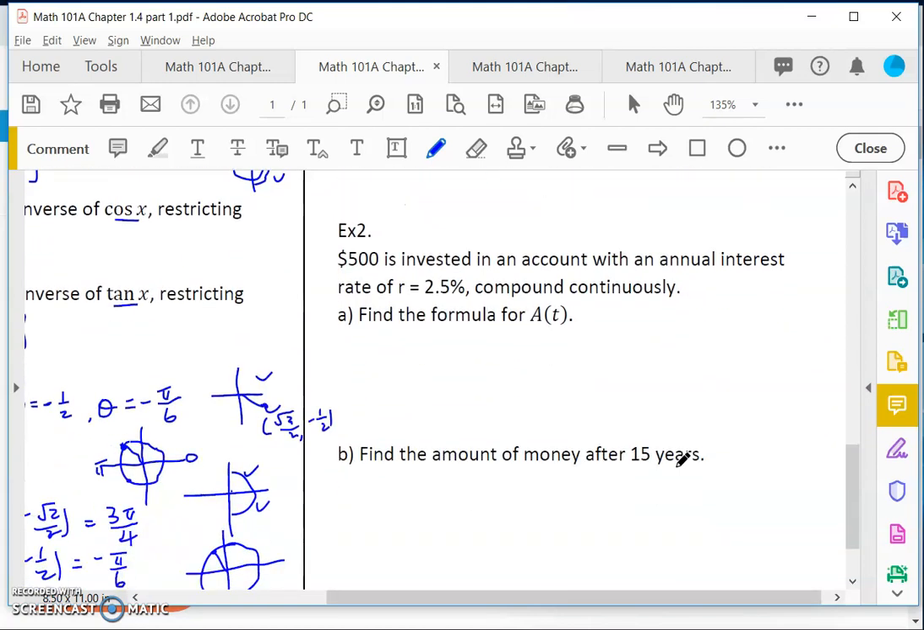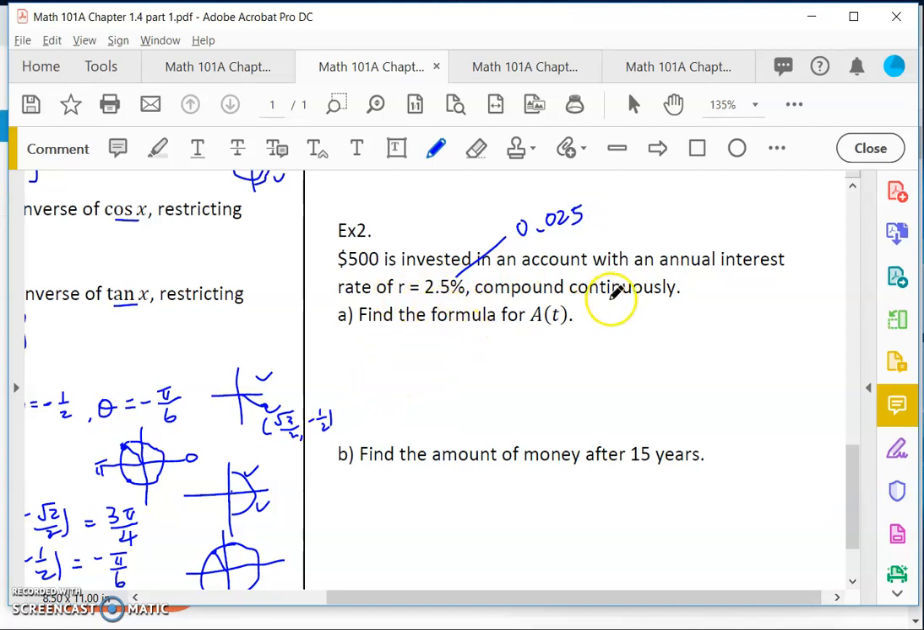Let's do an example of using those growth and decay functions. So this is for growing. Money is invested in an account. The annual growth rate is 2.5%. 2.5% changed into a decimal is 0.025, right? You move two places back, so you have 0.025.